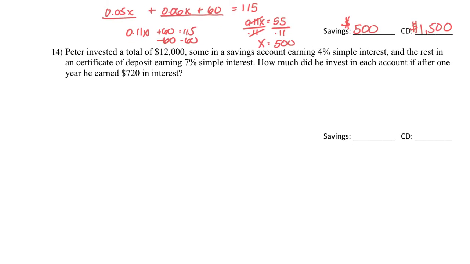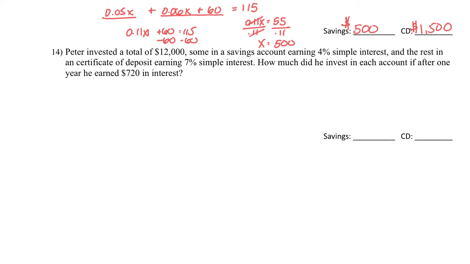Number 14, very similar question. It says Peter invested a total of $12,000, some of it in a savings account earning 4%, and the rest in a certificate of deposit, which is just the way of writing out what CD stands for. And the CD earned 7%. How much did he invest in each account if after 1 year he earned $720 in interest?